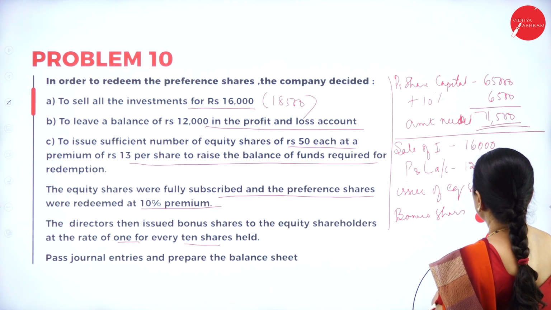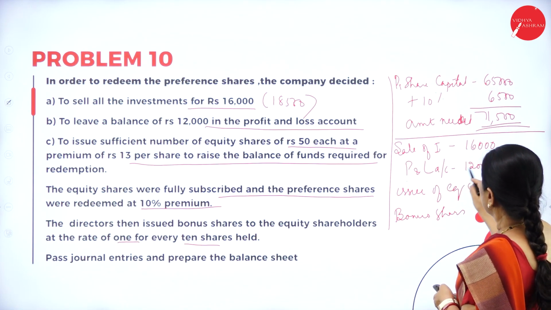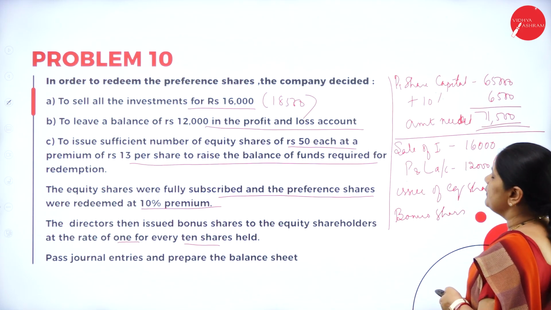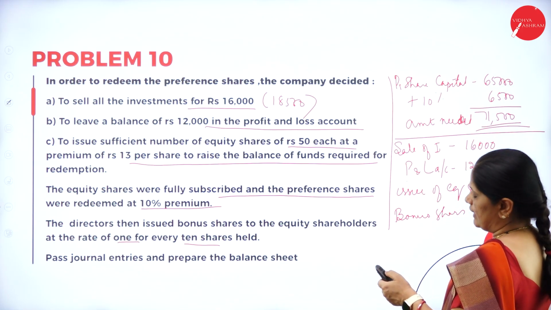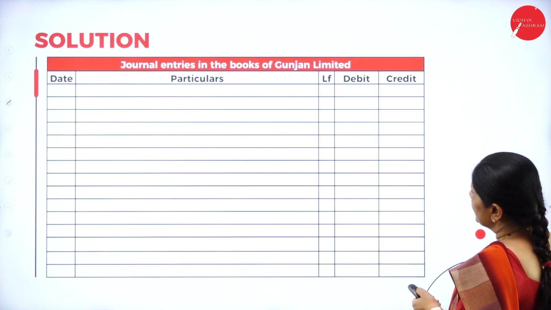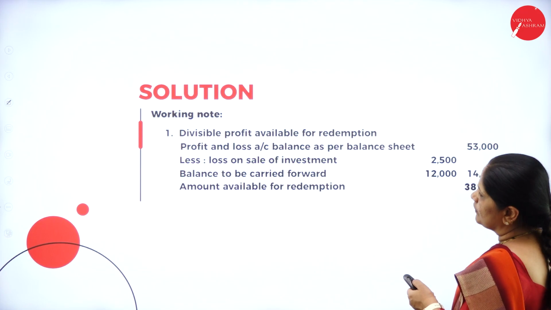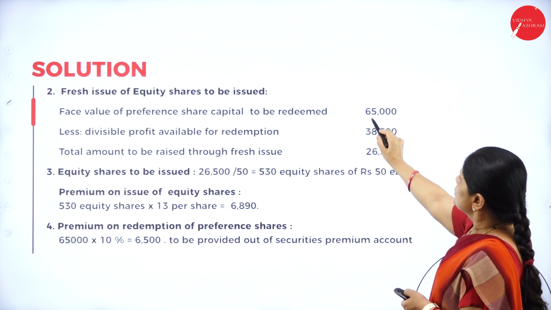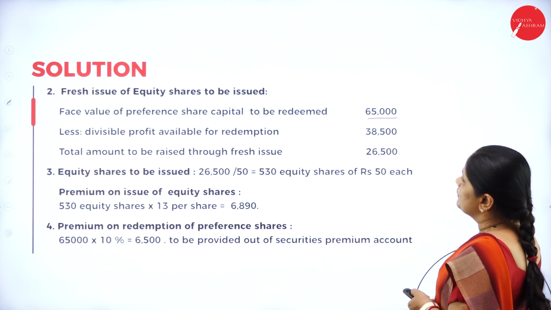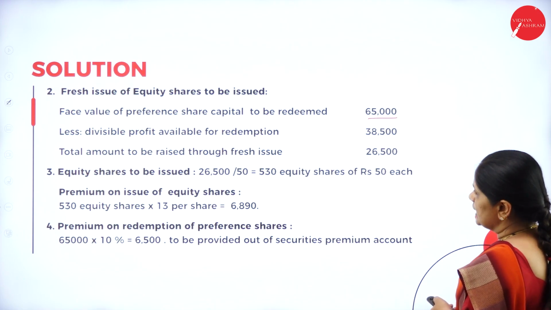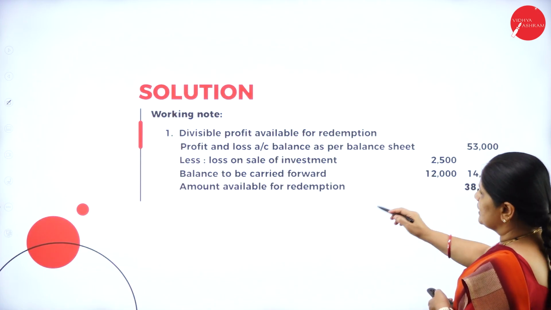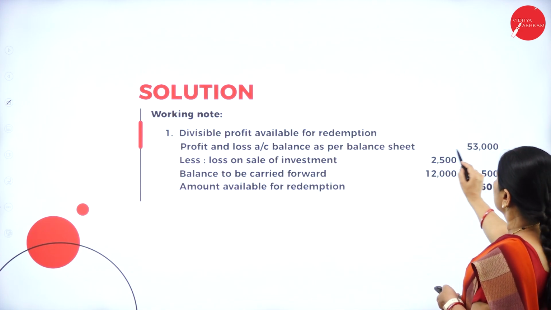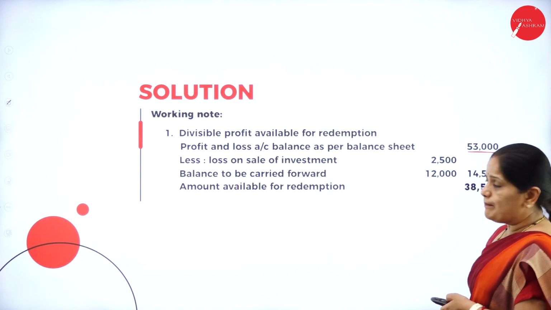Then the next entry will be the P&L account balance to be utilized. So that we will write later. Then the issue of equity shares. So before that, we have to have the calculation for the issue of equity shares. Now here we have the fresh issue of equity shares. So what is the face value of preference capital to be redeemed? It is 65,000. So if you can see the previous note here, divisible profit available for redemption: profit and loss account balance is 53,000 in the balance sheet.